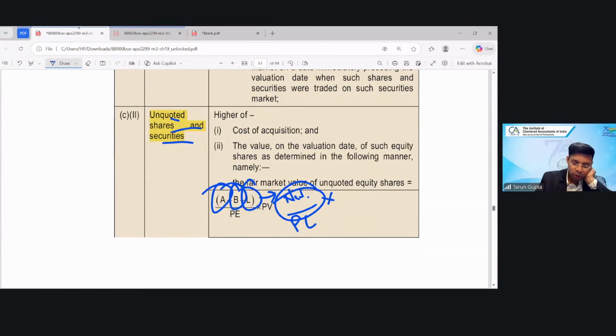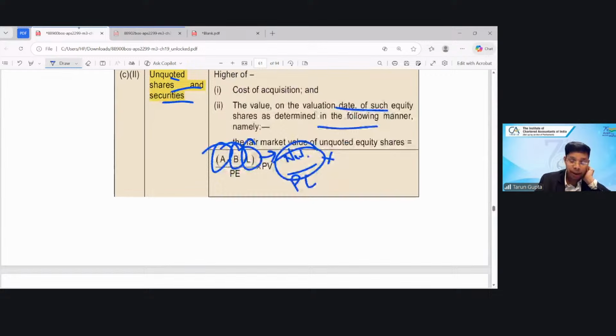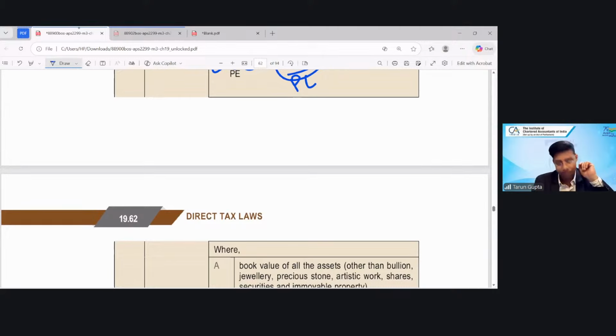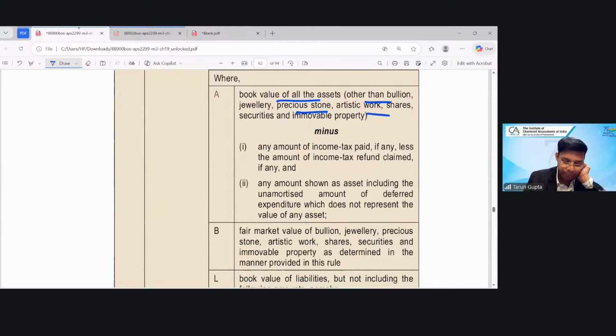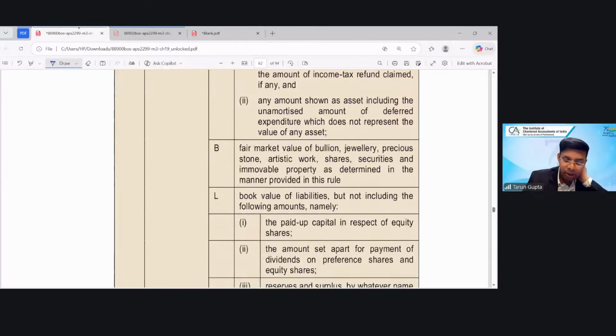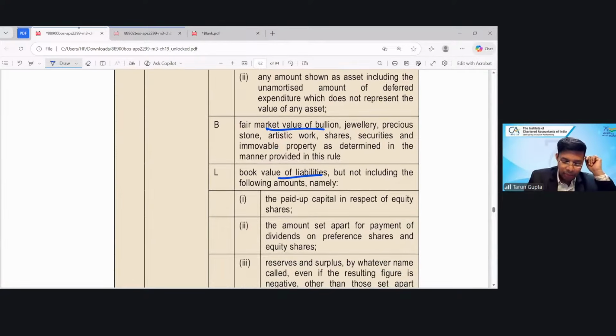So the value on the valuation date of such share is determined in the following manner: A plus B minus L into PV divided by PE. So A is the book value of all assets other than bullion, jewelry, precious stone, artistic work, shares and securities. Of course, you will reduce the TDS advance. B is the fair market value of the assets excluded above. L is the book value of the liability.